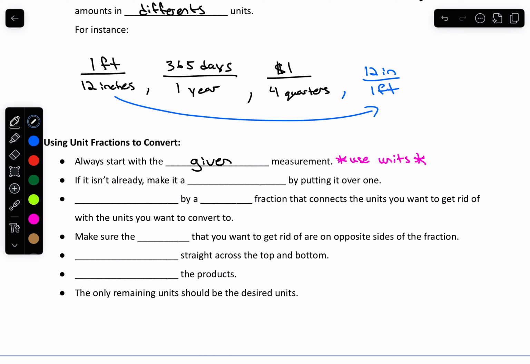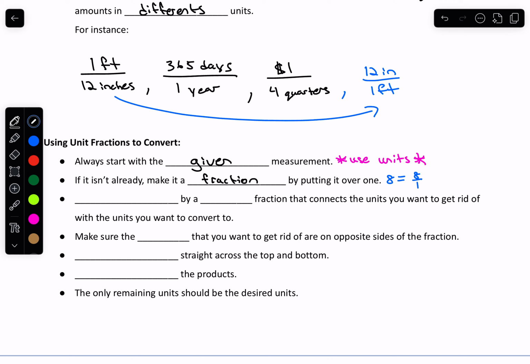If it isn't already, make it a fraction by putting it over 1. If we are not given a fraction, if we're given a whole number, we'll just write it as being over 1. So for example, 8 is the same thing as 8 over 1. The reason we do that is when we multiply by unit fractions, we want to have numerators and denominators all the way across. That way it's very clear to see what we're actually multiplying by.